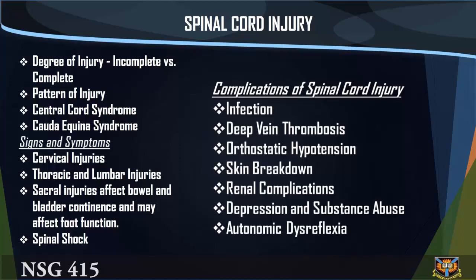Thoracic and lumbar injuries. Thoracic and lumbar injuries affect the legs, bowel, and bladder. Paralysis of the legs is called paraplegia. Weakness of the leg is called paresis. Sacral injuries affect bowel and bladder continence and may affect foot function. Individuals with thoracic, lumbar, and sacral injuries can usually learn to perform activities of daily living independently.